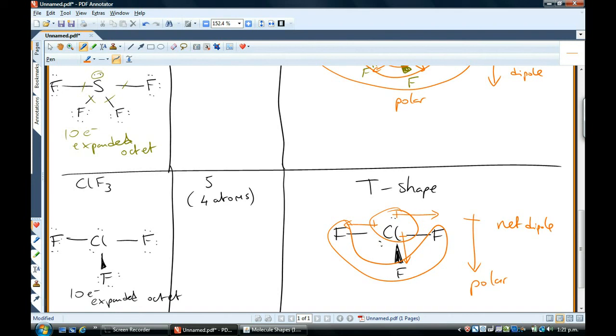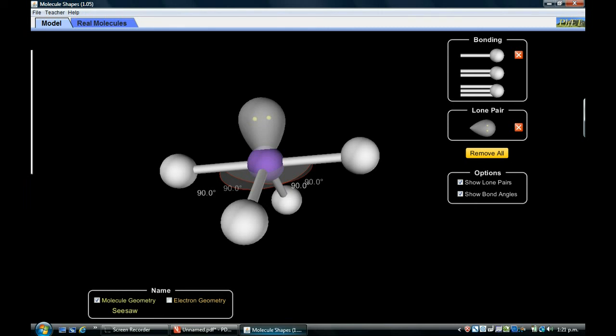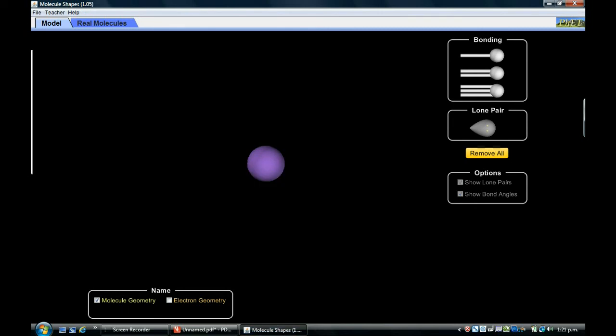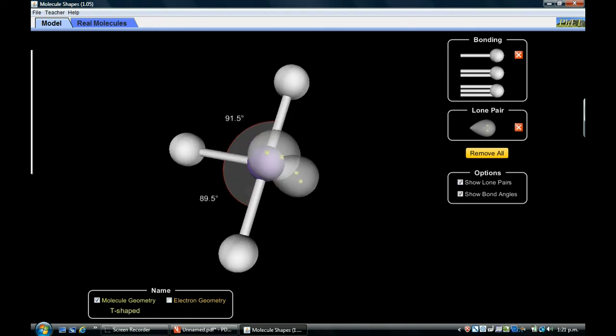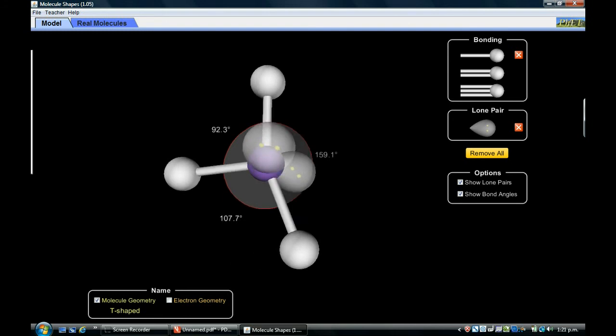If we take a look at the T-shaped molecule, so ClF3 in PhET, so in this case we want to just remove everything. For ClF3 we want to put in 3 bonds, 1, 2 and 3, and 2 lone pairs, which gives us our T-shape. And you can see the T has formed quite nicely there. 90-degree bond angle, and that's quite straightforward. Probably easier to see why that molecule is polar there from the PhET simulation.